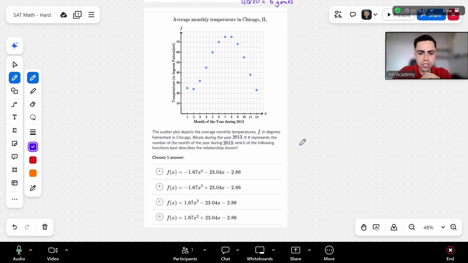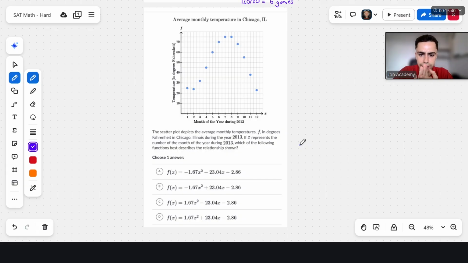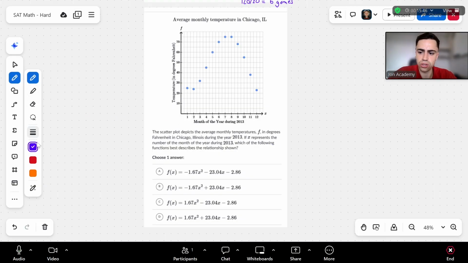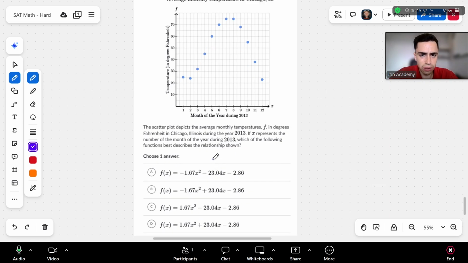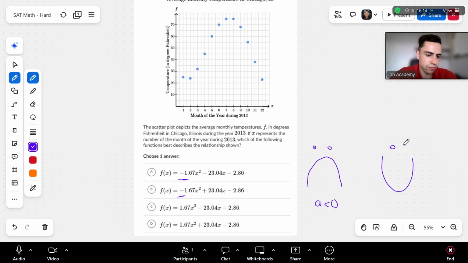The scatter plot depicts the average monthly temperatures in degrees F. Which of the following functions best describes the relationship shown? So this looks like a quadratic function, no? As we can see. So we could use Desmos to graph each of these 4 and look which one looks more similar, but we can do it even faster. Why? Because a quadratic function of this shape, like a sad face, means that A, the first letter, is less than 0. If it's like a happy face, A is bigger than 0.